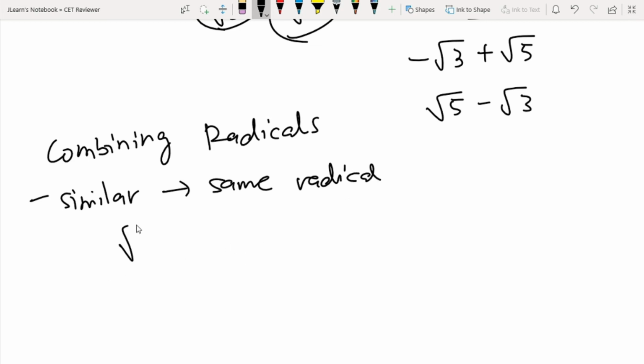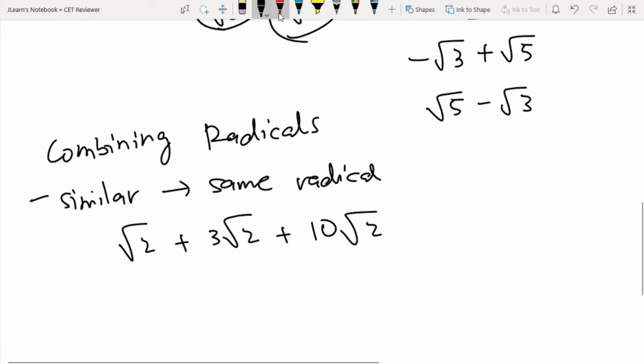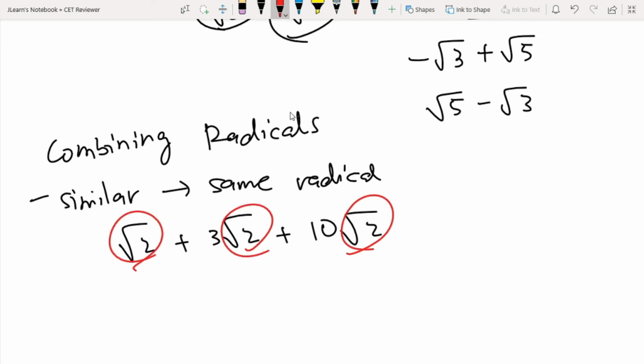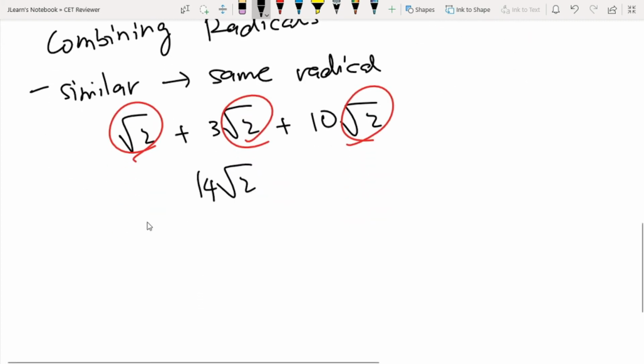Okay, so let's have an example. Let's say square root of 2 plus 3 square root of 2 plus 10 square root of 2. So, mapapansin mo, yung radical natin dito is square root of 2 lahat, no? So, you can simply add yung mga coefficients ng square root of 2, that will be 10 plus 3 plus 1, that will be 14, and then don't forget the square root of 2.